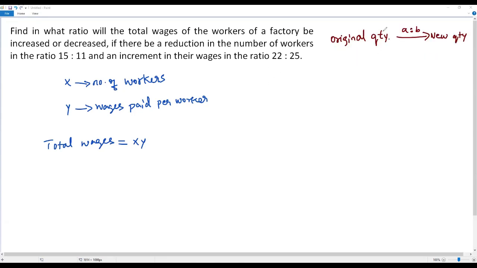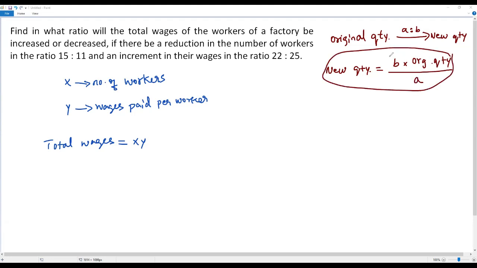There is a quantity called the original quantity. This original quantity is changed in the ratio A to B, and then we get the new quantity. Whenever we change an original quantity to a new quantity, there is a formula to get the new quantity. Let me write it here. To get the new quantity, we take the second term of the ratio, that is B, and multiply it by the original quantity, and this result has to be divided by the first term of the ratio. This is the formula to get the new quantity whenever the original quantity is changed to a new quantity in a particular ratio, say A to B.